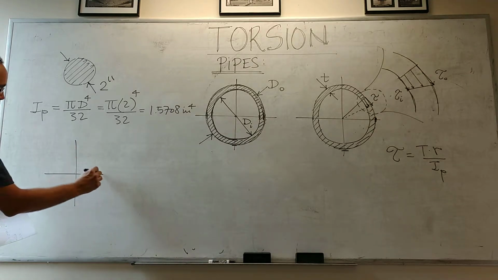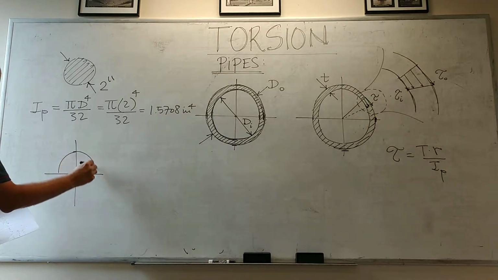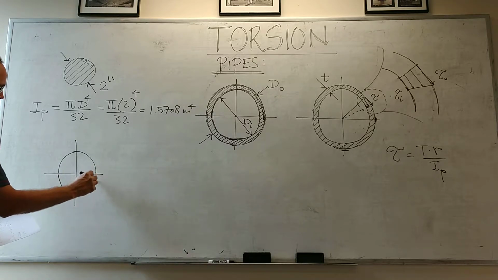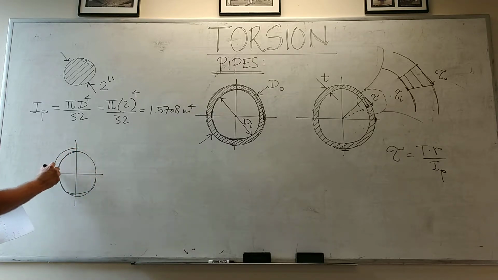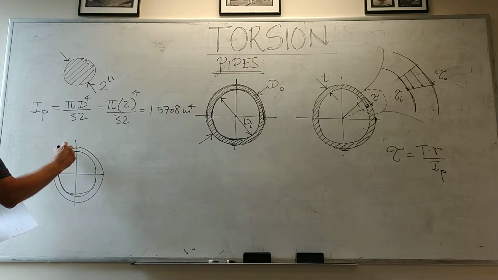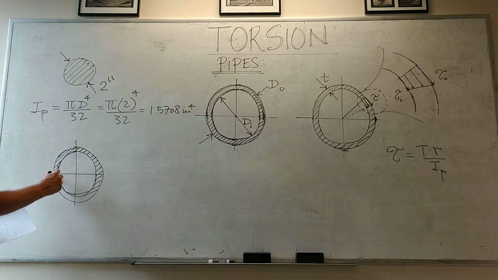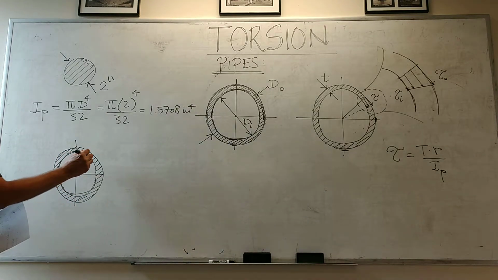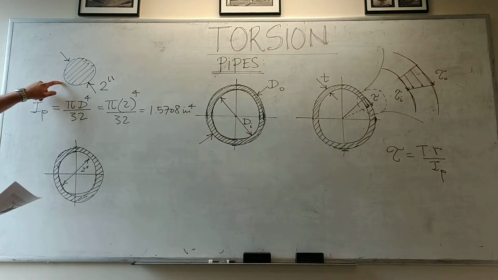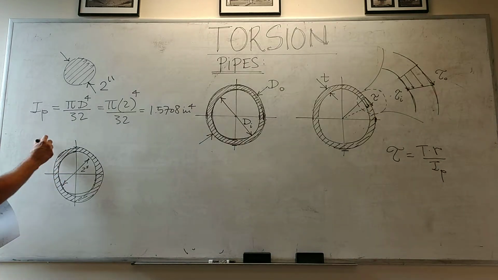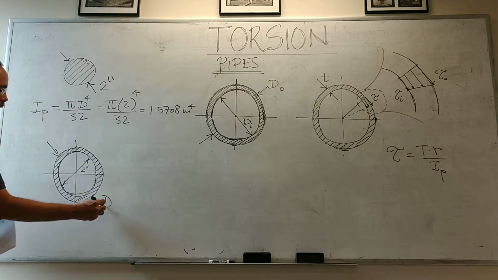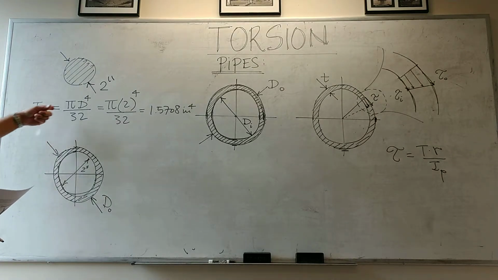Now, we wish to find a pipe that has the same polar moment of inertia with an inside diameter of 2 inches, just like this, but we wish to find the outside diameter that will give us this same moment, the polar moment of inertia.